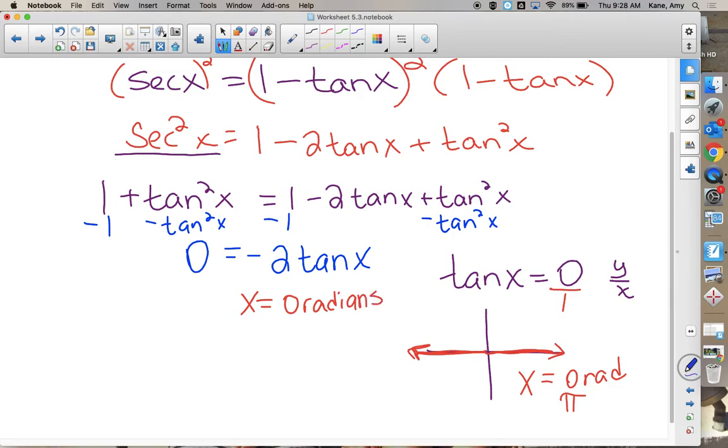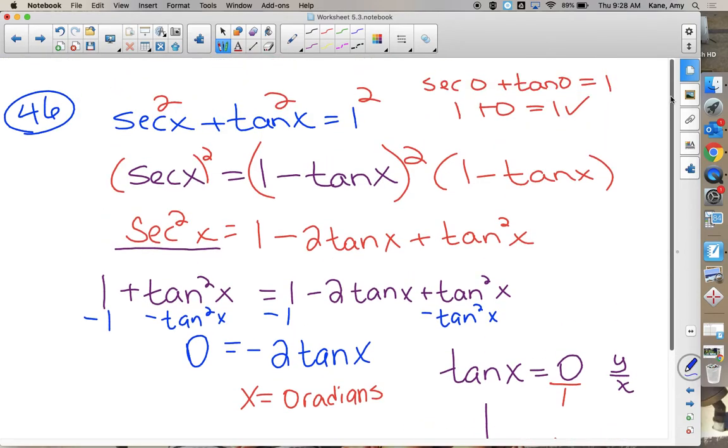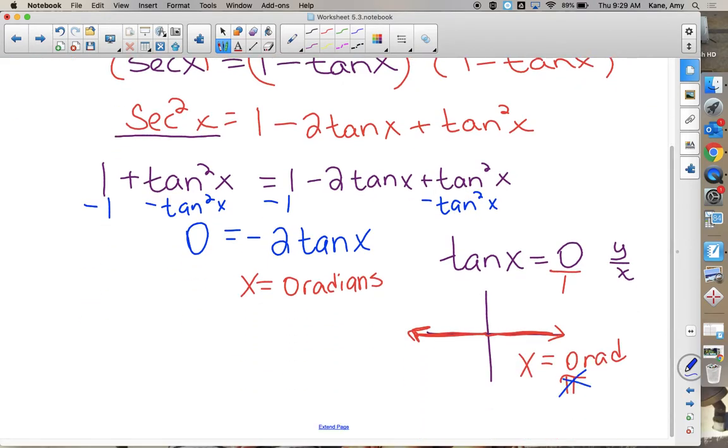If we try and use pi, going back up, we have the secant of pi. Remember, the cosine of pi and the secant of pi plus the tangent of pi. So pi is over here. What's the cosine of pi? Minus 1. What's the secant of pi? Minus 1. Does negative 1 plus 0 equal 1? No. So pi is not an answer, just the angle of 0 radians.